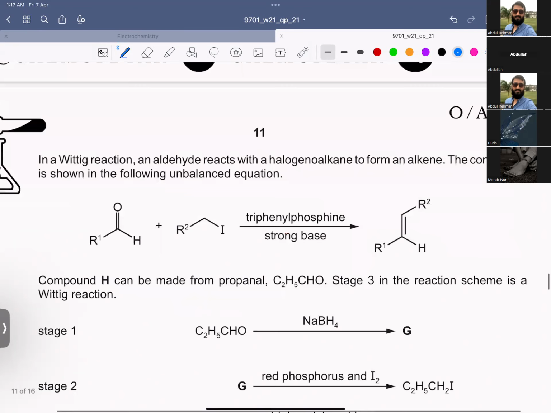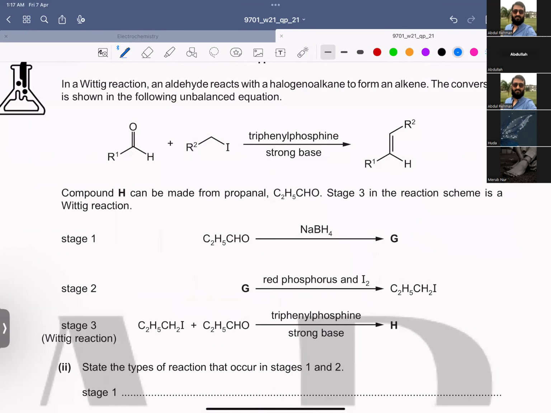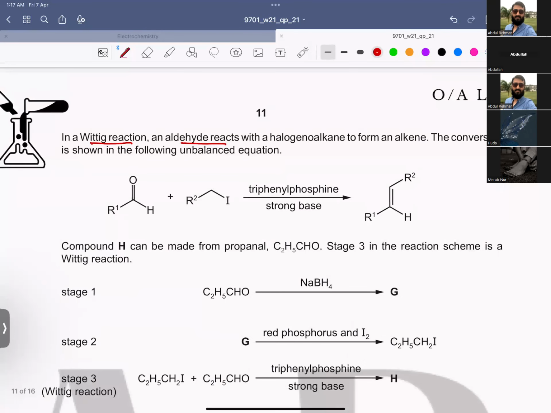Okay. Now next part. In a Wittig reaction, an aldehyde reacts with a halogenoalkane. When we talk about aldehyde is a carbon having a double bond O and bonded to hydrogen. A halogenoalkane is any structure in which a carbon is bonded to an halogen to form an alkene. Okay, so these two are reacting and we are getting an alkene structure in which a carbon-carbon double bond is there. This conversion is shown in the following unbalanced equation.